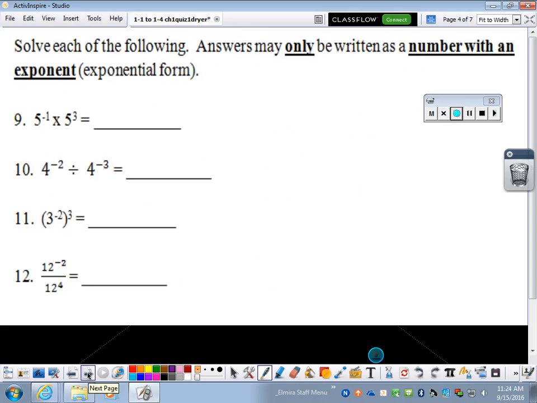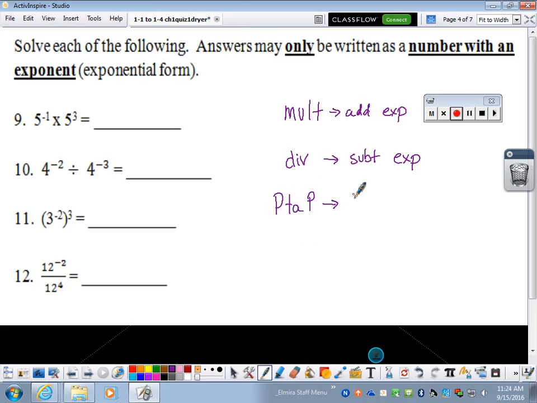Okay. In our next section, I really want you to write down something. And if you memorize this information, you can feel free to write it down on your quiz tomorrow. Okay, so if it is a multiply problem, that means you add exponents. If it is a divide problem, that means you subtract exponents. If it is a power to a power, and I'll show you what that looks like in just a minute, that means you're multiplying exponents.